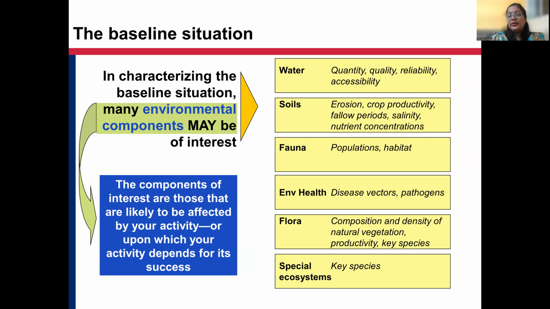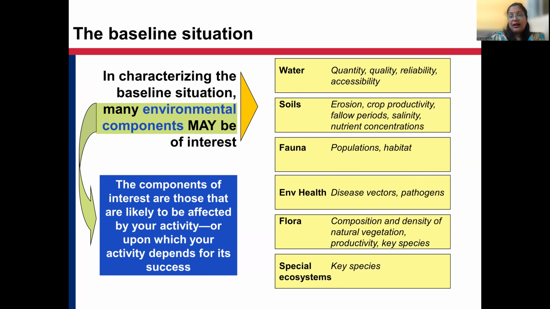While categorizing the baseline situation, many environmental components may be taken into interest. The important ones which have to be taken care of before even the commencing of the projects are water, soils, fauna of the region, environmental health, flora, and other special ecosystems. When we speak about water, the quantity, quality, reliability and accessibility of the water have to be taken care of, because water is considered a key component for the development of human beings. If any pollution might happen due to the developmental projects, such pollution has to be controlled so that water is not disturbed and developmental activity in terms of industries or dams or any road projects may not hamper the environment.